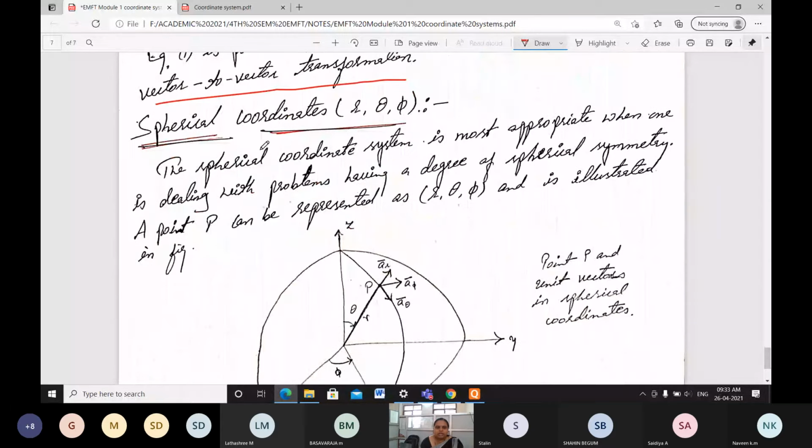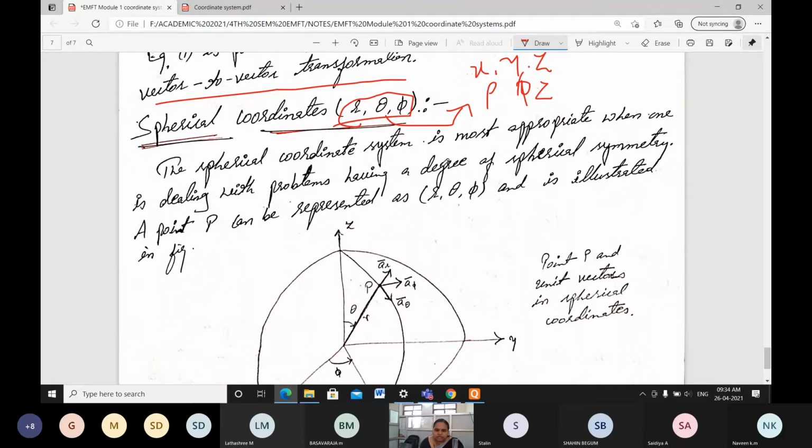Next, we'll go with the spherical coordinate system. In a spherical coordinate system, the varying factors are r, theta, phi. In our Cartesian it is what? x, y, z, and cylindrical rho, phi, and z. In a spherical system, it is r, theta, phi. You have to remember this.